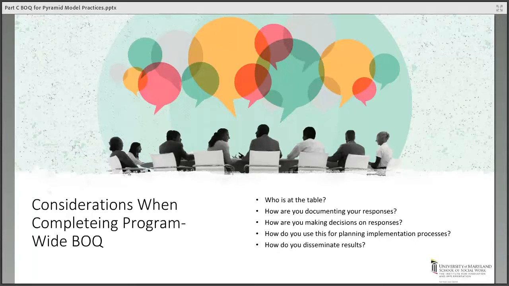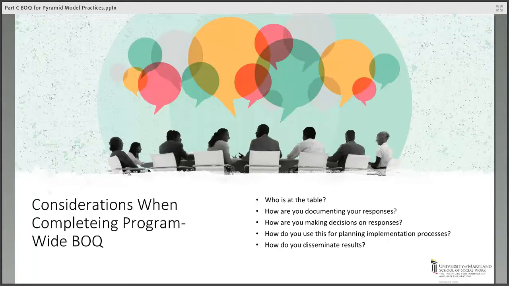And then how are you going to use this for planning your implementation process? The intention isn't to do it at the beginning of the year and turn it in so you say you did it, but to use it as a launching point to say, now we have a plan. We have some places to engage in CQI. We have some targets and an action plan. And it's really meant to be done at least twice a year, ideally 3 times a year. So, beginning of the year, middle of the year, end of the year, if your program allows.